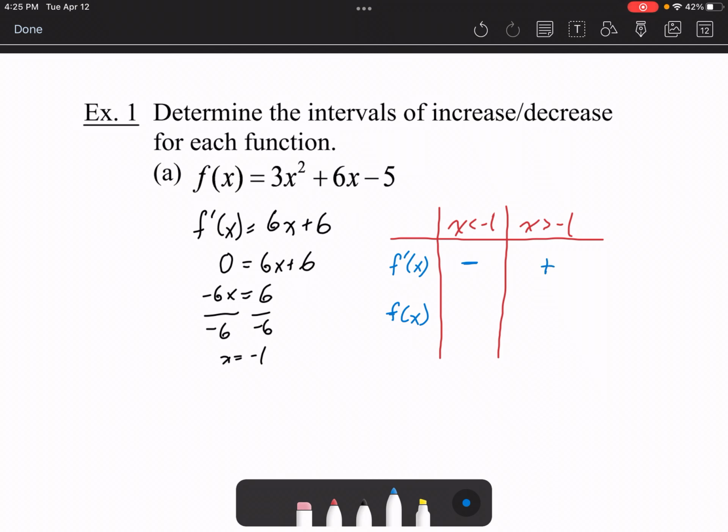So what this means is, on the interval from x less than -1, we know f of x is decreasing. We usually use this short form, DEC. Another option, some people like to use a downwards arrow to represent decreasing.